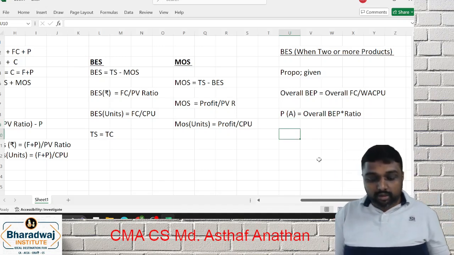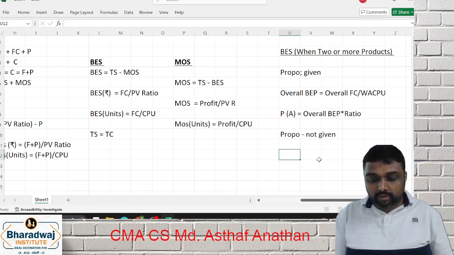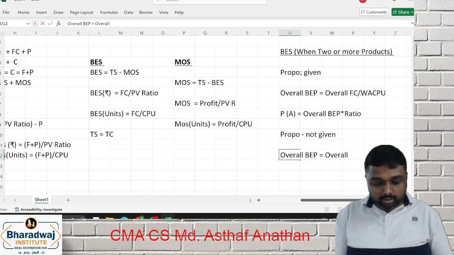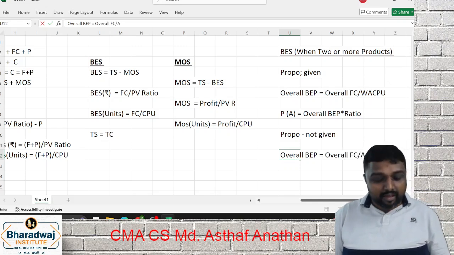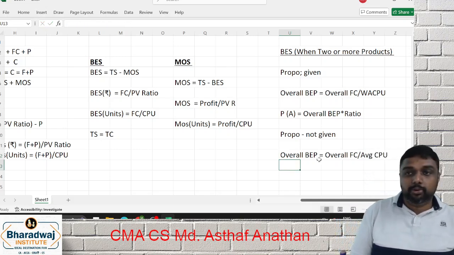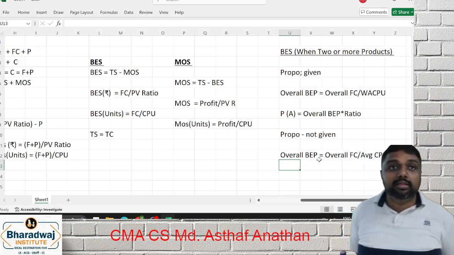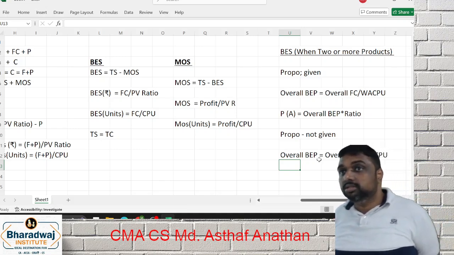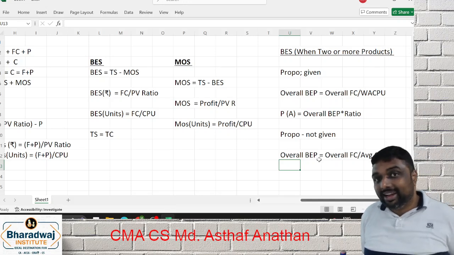Now suppose proportion is not given. Then what will the overall break-even point be? Overall fixed cost by simply the average contribution per unit. You have to take average contribution. This can even come for 2 marks also. This can come as a reverse calculation also. Hope you are clear.